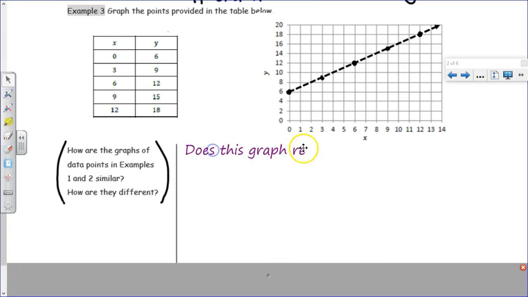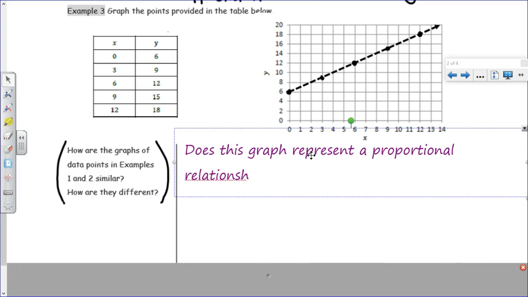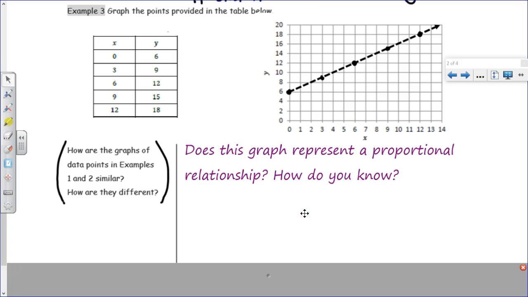Okay, does this graph represent a proportional relationship? How do you know? Okay, remember, in order to be a proportional relationship, this is going to be in your summary. So again, I've said this a lot, and this will be what you do as soon as you get to our next class. Okay, it has to go through the origin, and it has to be a straight line. So does this satisfy both of those things?